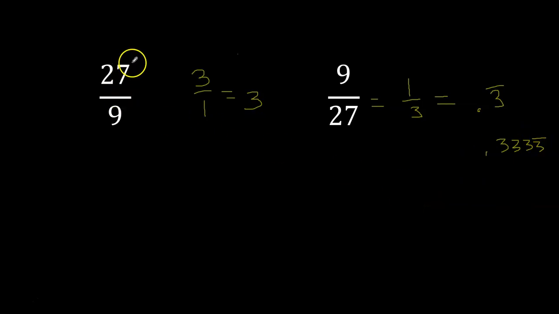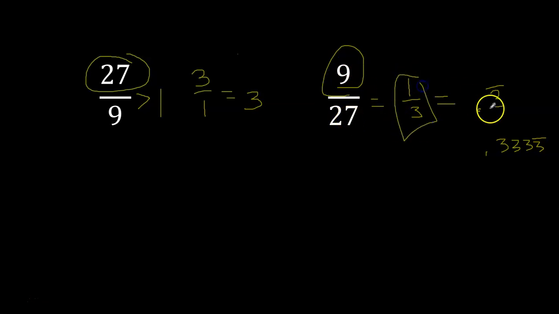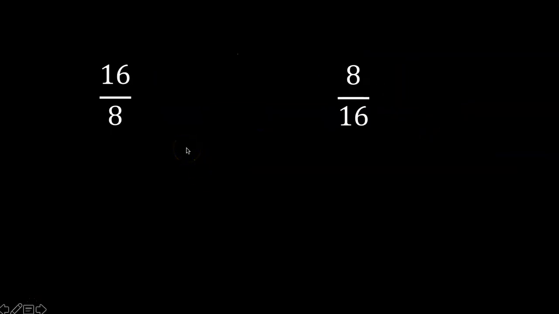So this fraction that has a larger numerator than denominator is greater than 1. It's equal to 3. But this fraction that has a numerator that is smaller than the denominator is equal to a fraction that is less than 1. So this is less than 1. It's equal to just a third. All right, our final example, 16/8 and 8/16. A lot of kids would say, oh, those both equal 2, and that is not true.